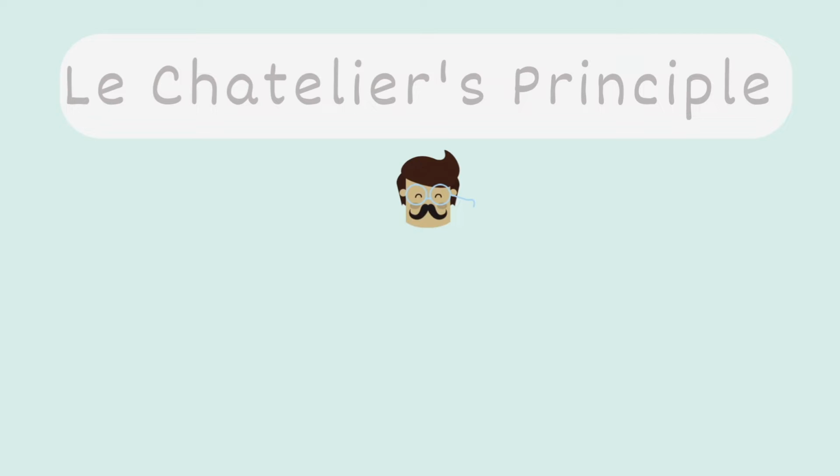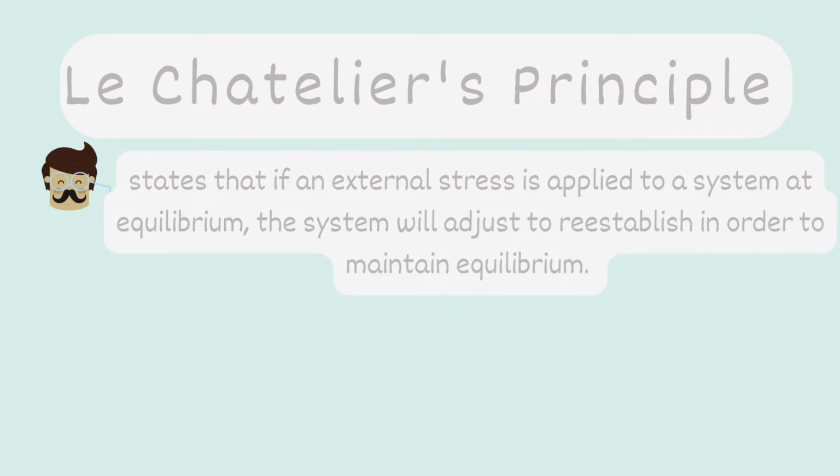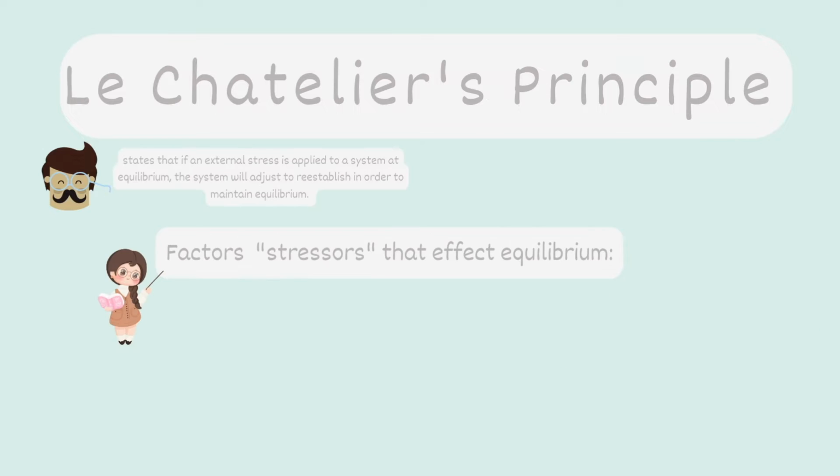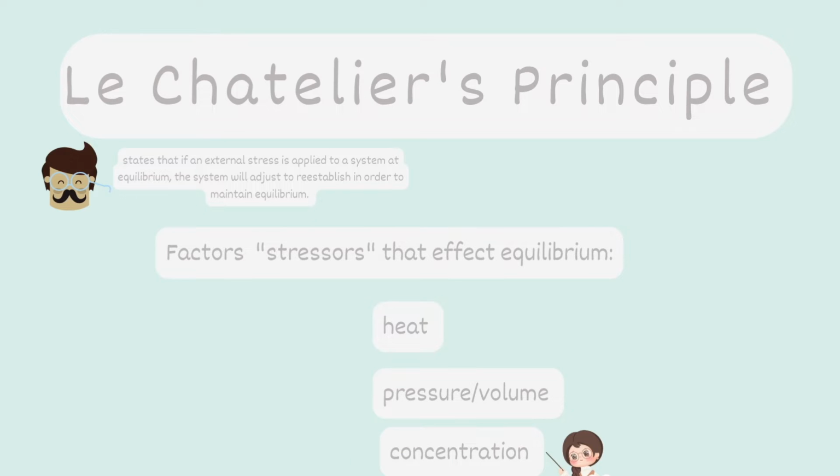Le Chatelier's principle states that if an external stress is applied to a system at equilibrium, the system will adjust to reestablish in order to maintain equilibrium. By the way, system refers to the reactant and product as a whole. Factors or stressors, as we call them, that affect equilibrium are heat, pressure and volume, and concentration.